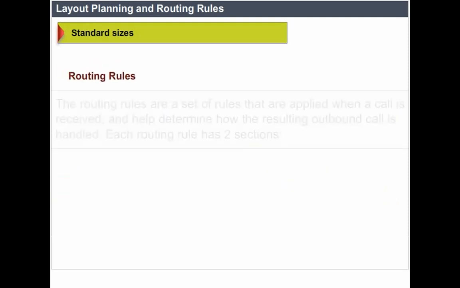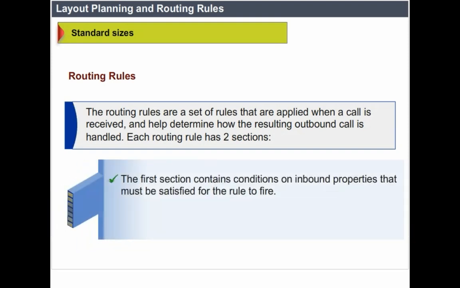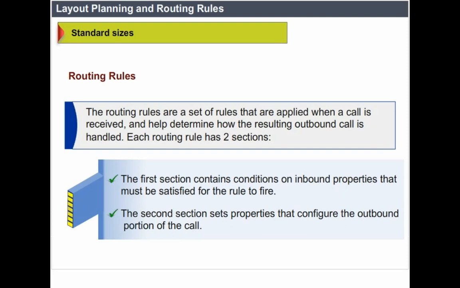Routing rules. The routing rules are a set of rules that are applied when a call is received, and they help to determine how the resulting outbound call is handled. Each routing rule has two sections. The first section contains conditions on inbound properties that must be satisfied for the rule to fire. The second section sets properties that configure the outbound portion of the call.